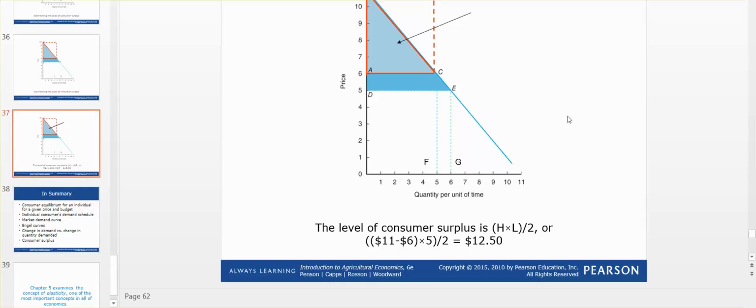And that's all there is to calculating the consumer surplus. Now, this information comes from the lecture PowerPoints, so feel free to pull those up and look at them to see what the diagrams are.